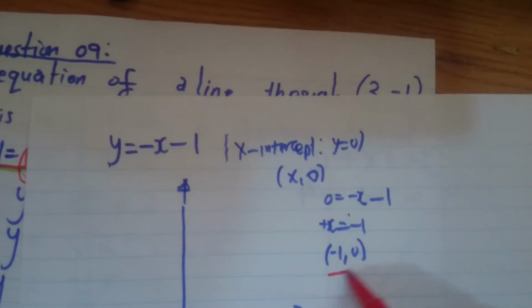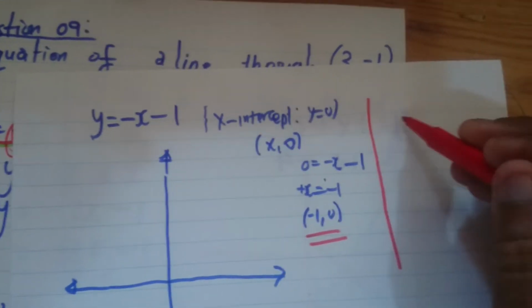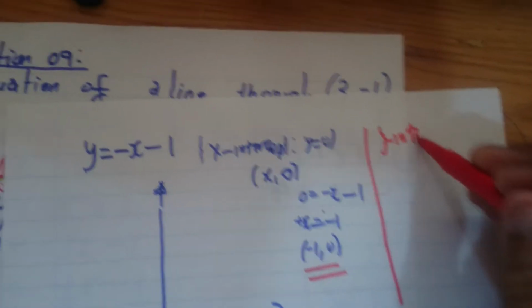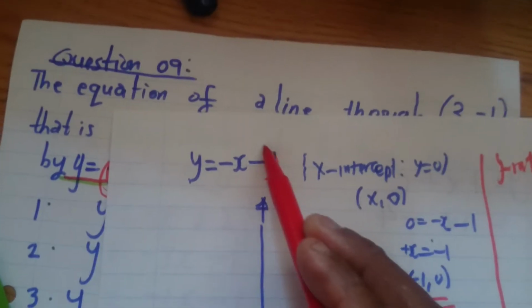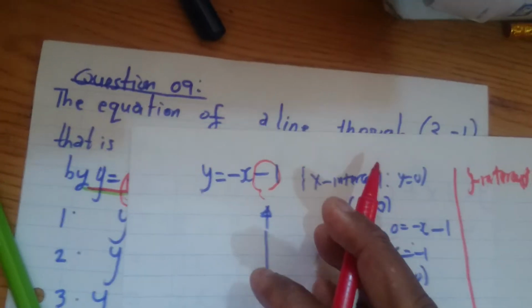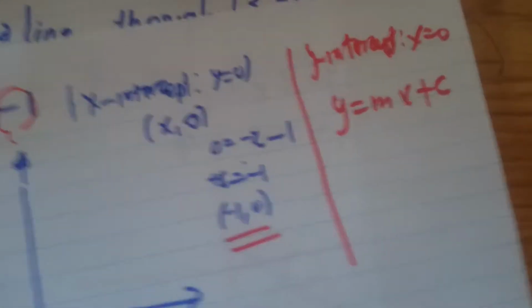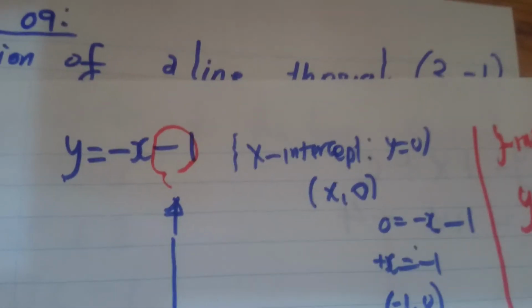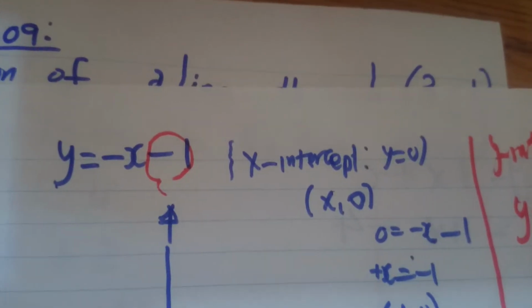Now we want to get the y-intercept, so x equals 0. Most of the time the constant is the y-intercept, only if your equation is already arranged in standard form, y equals mx plus c. Otherwise you have to rearrange. In our case it is already arranged, so our y-intercept equals -1.